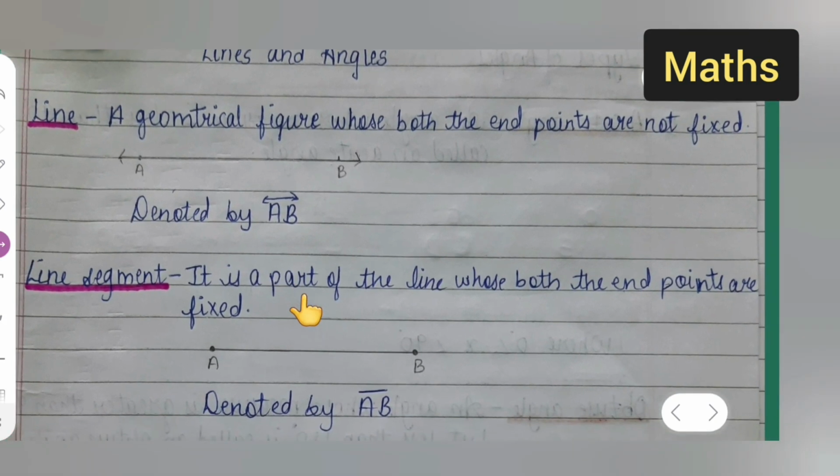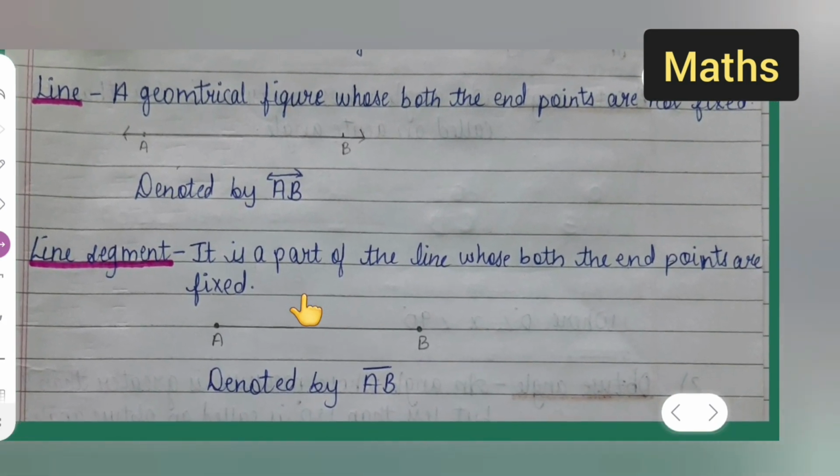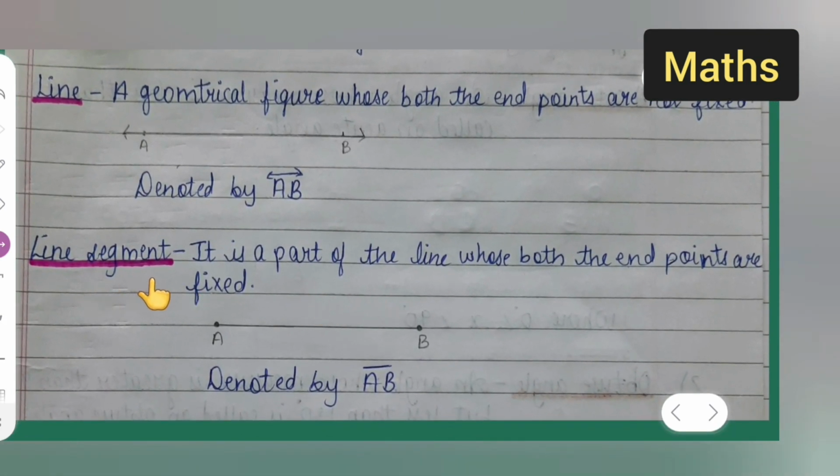Next we move towards the line segment. Let us see what a line segment is. It is a part of the line whose both the end points are fixed. For a line segment, both the end points are fixed and it is denoted by AB bar. For a line there was an arrow, but for this one there is no arrow. This is a line segment and both end points are fixed.